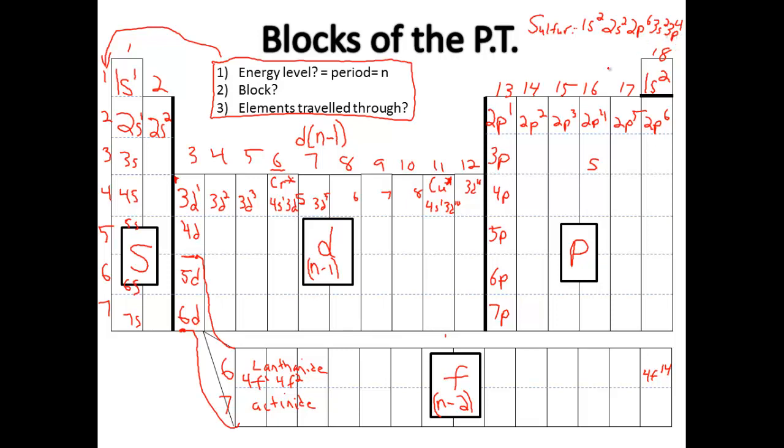So as we're going forward, any element we pick out on the periodic table, we can go through and find out what energy level it's in, or the period, what block it's in, and then by going through the elements traveled, we'll be able to find out where it's actually at. We'll be able to use this information to find out our shortcut method, which we'll be talking about in class shortly.